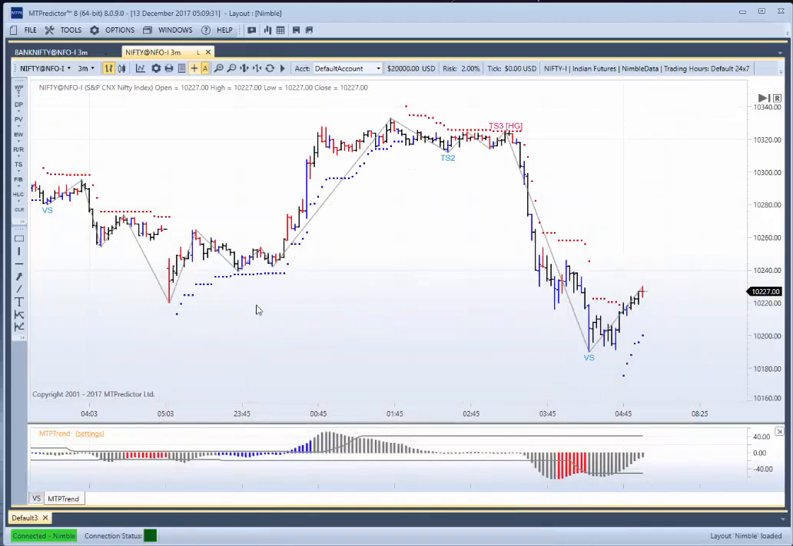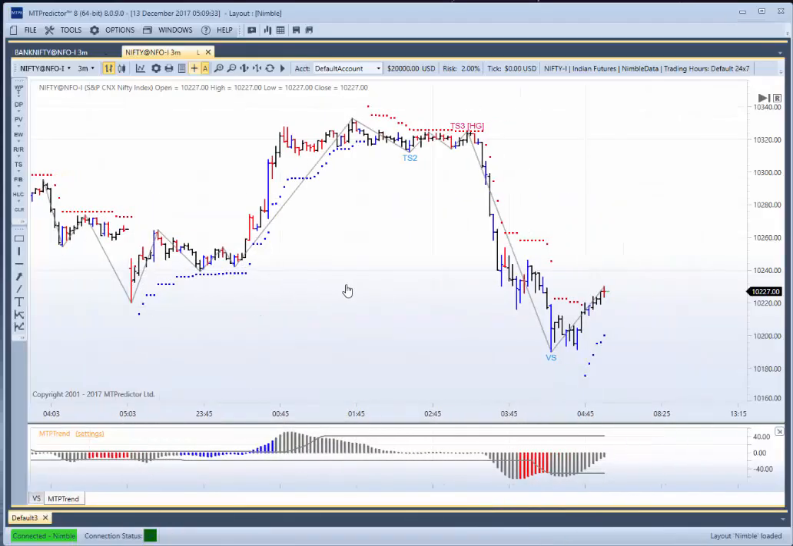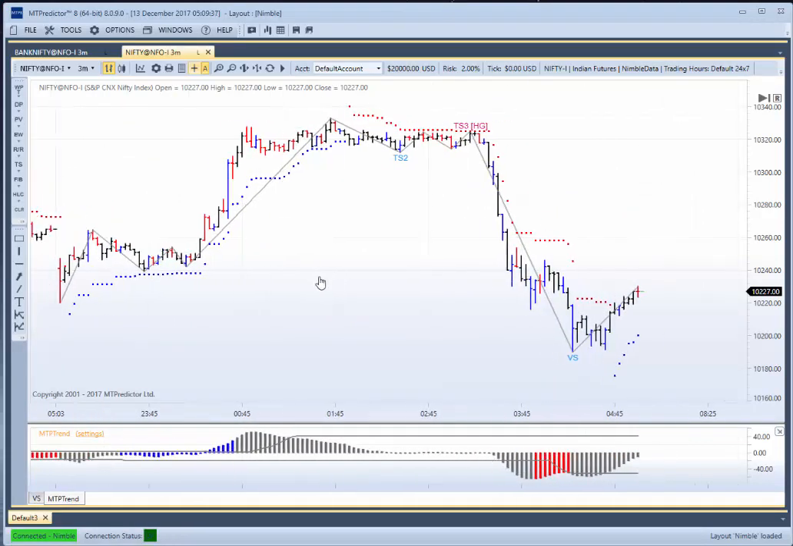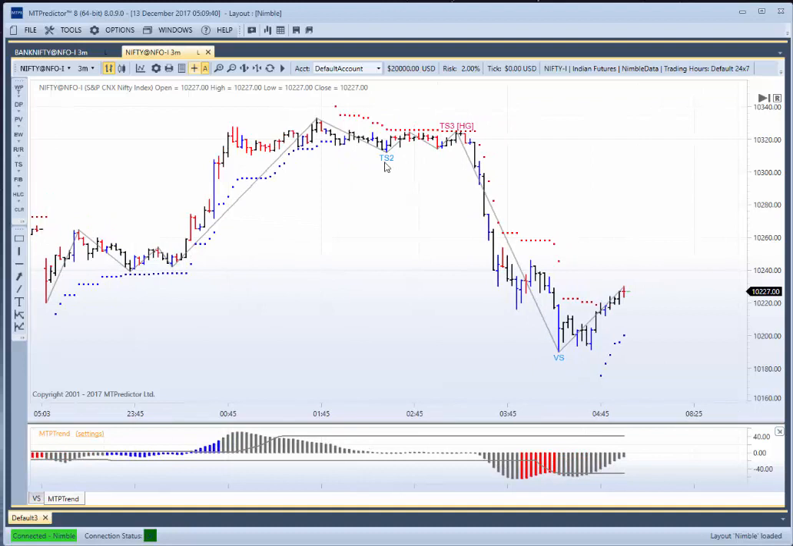Right, let's have a look at the 3-minute chart of the Nifty that's unfolding today, which is December the 13th. You can see here we had a couple of setups. There's a buy setup here, a TS2 buy setup, and a TS3 Holy Grail sell setup. Our MTP trend is black, which indicates the trend is in the process of reversing or potentially swapping in this particular area. So how do you decide which ones to take and whether this is a clear picture?